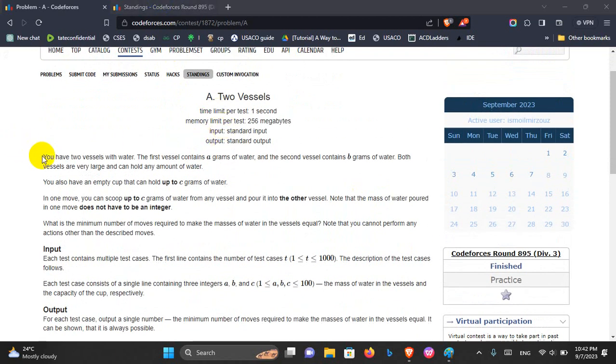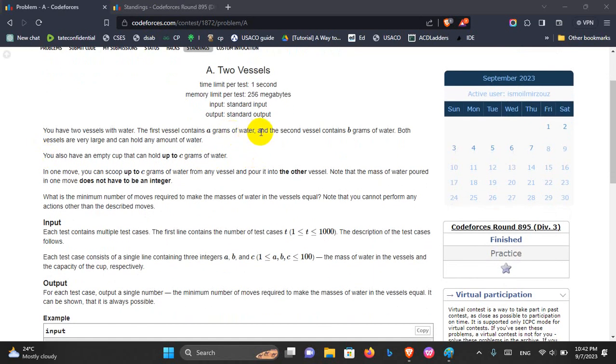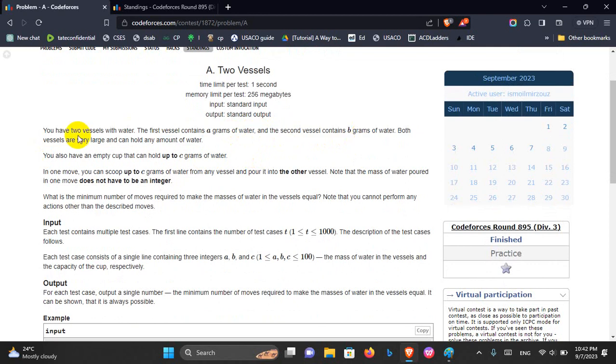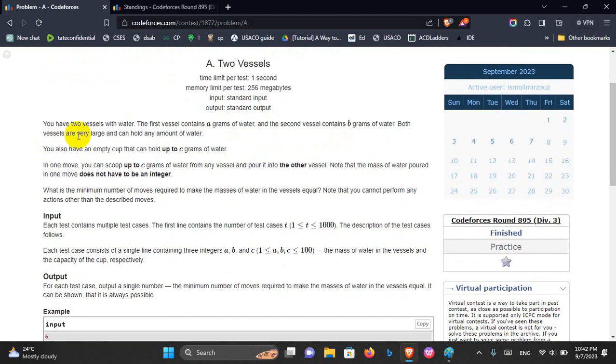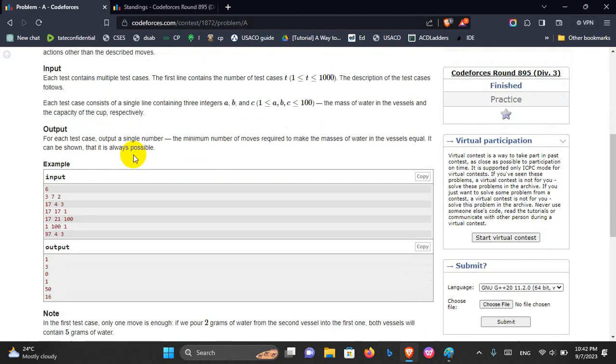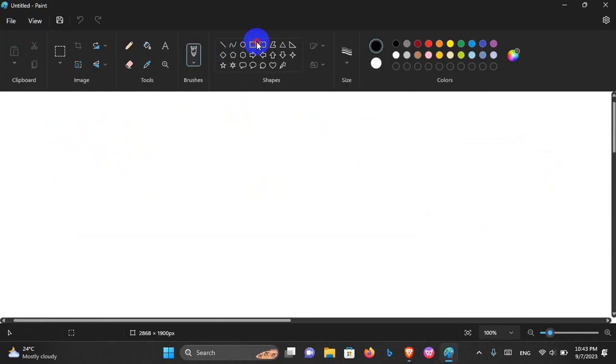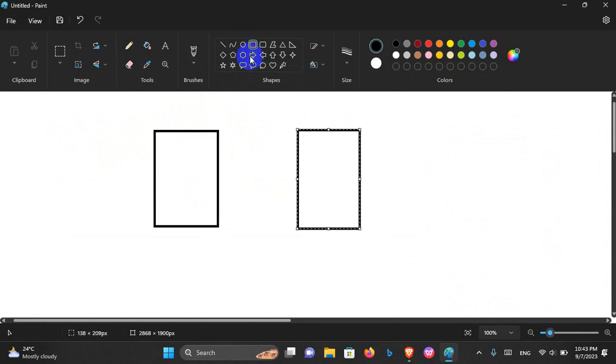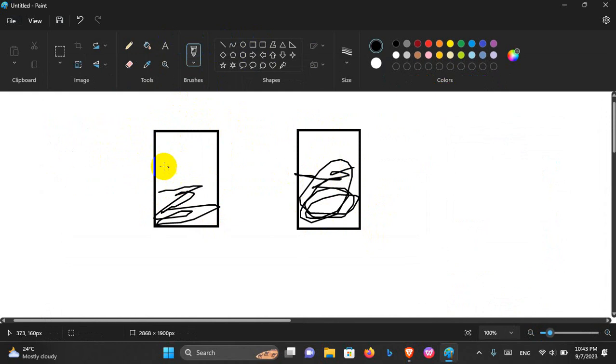So first A. You have two vessels with water. The first vessel contains A grams of water and the second vessel contains B grams of water. The meaning of the problem is that we can use up to C grams of water and make the two containers have equal water. Here, as you can see, we have two containers. The first one is A and the second one is B, and there is some amount of water inside both of them. Let it be like this, and we need to make this equal.